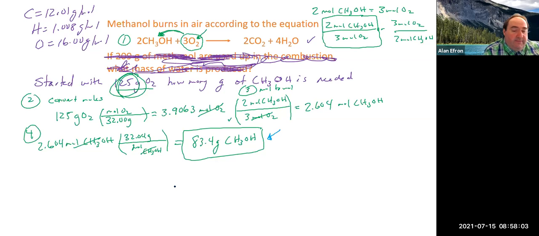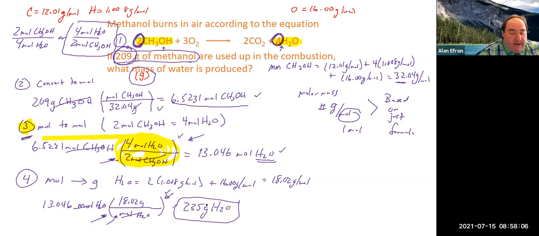In the previous problem, we figured out how many grams of water. And in this problem, if we started with 209 grams of methanol in the previous problem, and everything went perfect, there were no side reactions, you weren't a klutz and dropped everything on the floor, then based on starting with 209 grams of methanol, we should, in theory, be able to produce 235 grams of water.